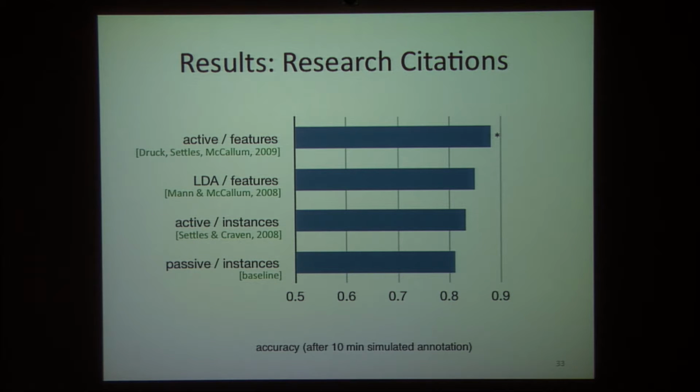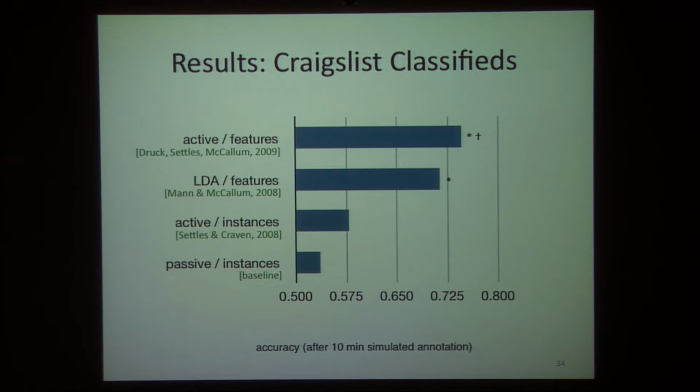So here are the results for the research citations data set. This is the accuracy after 10 minutes of simulated annotation. And as we can see, both of the feature labeling approaches are more accurate than either of the full instance labeling approaches. And furthermore, actively choosing the features, as opposed to using a topic modeling approach like LDA to choose the features, also makes better use of the time. And the results are even more stark for the Craigslist classifieds data set.